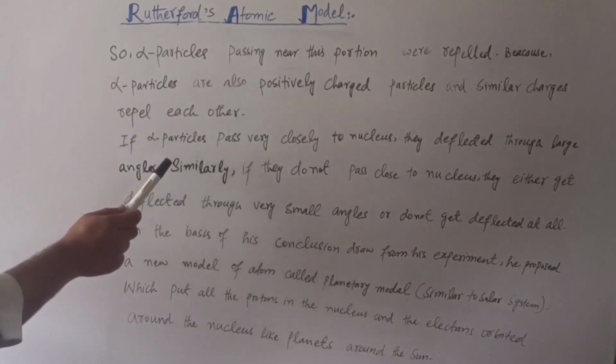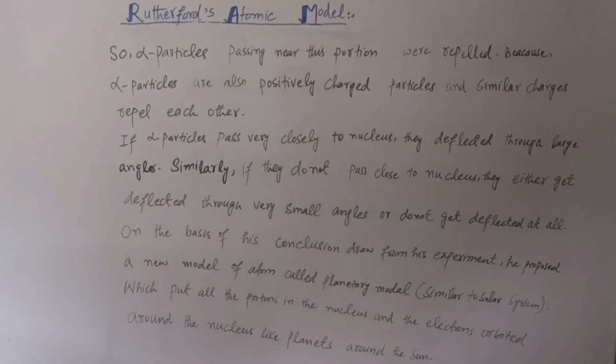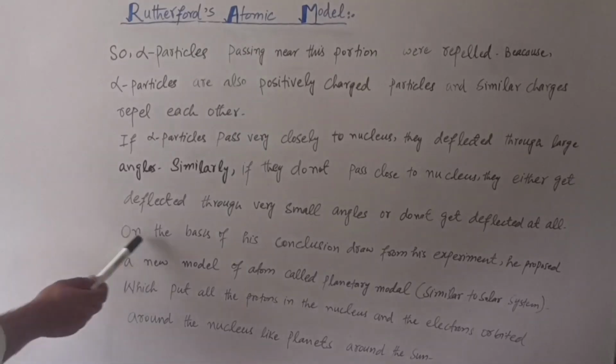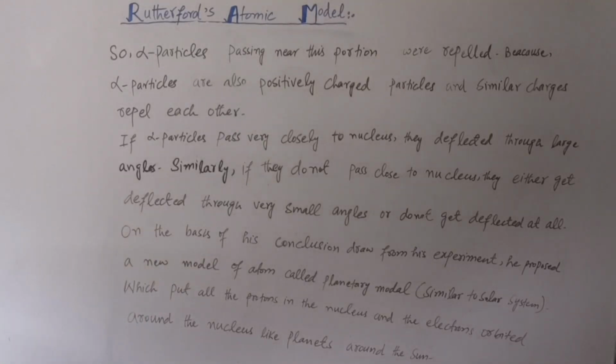If an alpha particle passes very close to the nucleus, it is deflected through a large angle. Similarly, if they do not pass close to the nucleus, they either get deflected through a very small angle or do not get deflected at all. When alpha particles strike the nucleus, the protons are positively charged, so they are deflected because like charges repel each other.